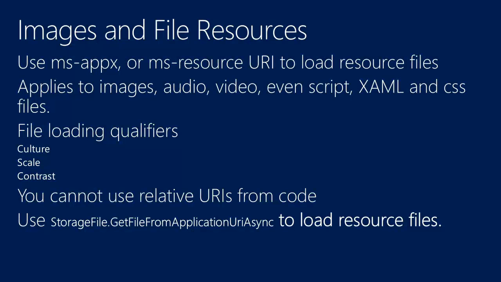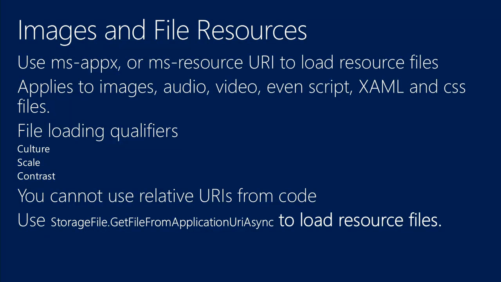If I'm using it from the code, I can't use relative URI. I have to use ms-appx URIs or ms-resource URIs. Okay. To find these URIs, the PRI dump file is really great for that. So here you can see the named resource. So I have a resource file called license.txt.